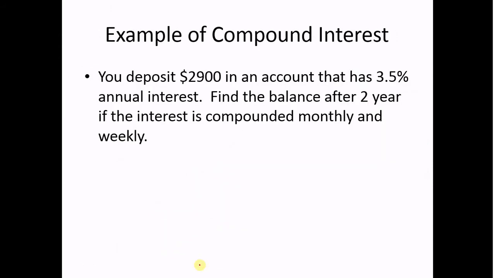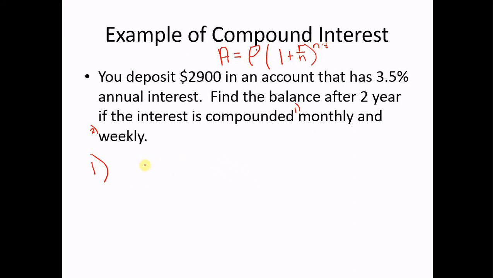So let's take a look at an actual example of this. I'm going to deposit $2,900 in an account that has a 3.5% annual interest. I need to find the balance after 2 years if the interest is compounded monthly and weekly. So I'm going to have two different problems. So let's do my first problem of monthly. Up here, I'm just going to put my formula: A equals P times 1 plus R over N to the N times T.